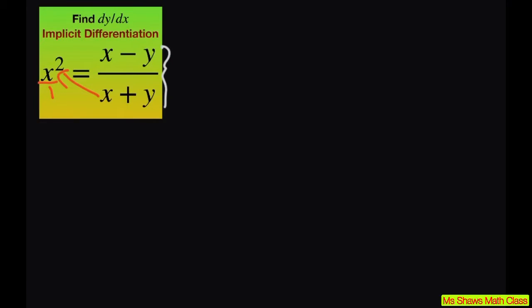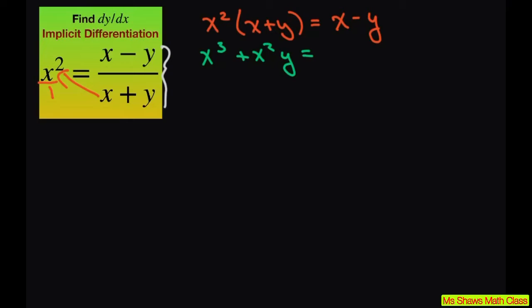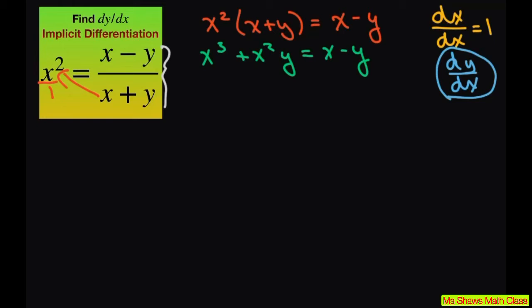So if I multiply this up here, I'm going to get x squared times (x plus y) equals x minus y. Simplifying the left-hand side of the equation, we get x cubed plus x squared y equals x minus y. And before we start, just remember that the derivative of x with respect to x just equals 1. And then for the derivative of y with respect to x, I'm just going to write that for our differentiation of our y part.